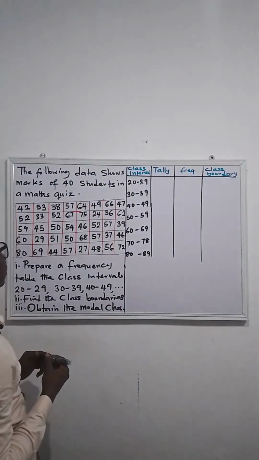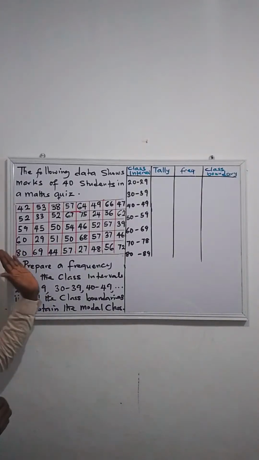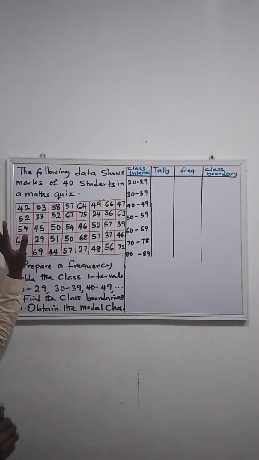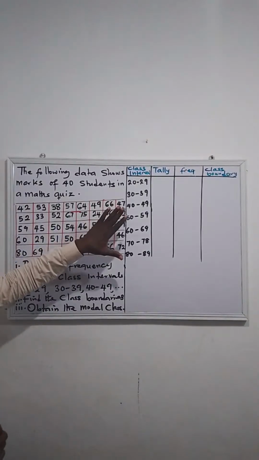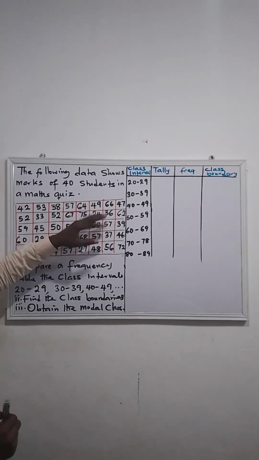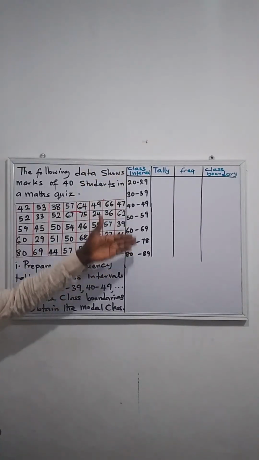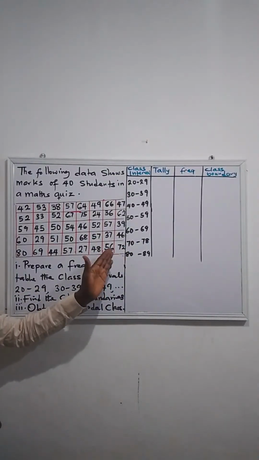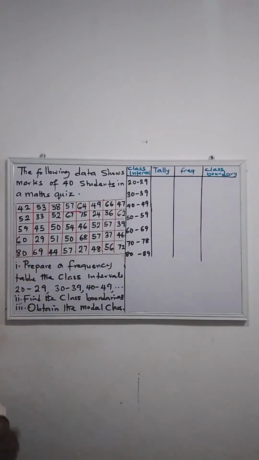Now let us look at what we have here. This interval should accommodate the data here. You see that all of the numbers we have here lie within this range. So now the next thing is to find the tally.